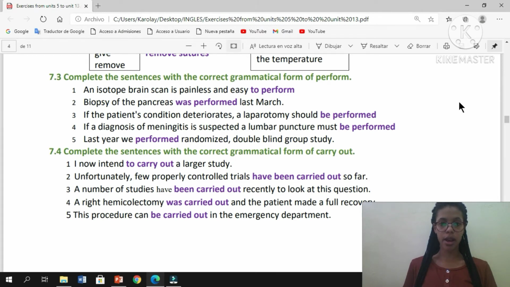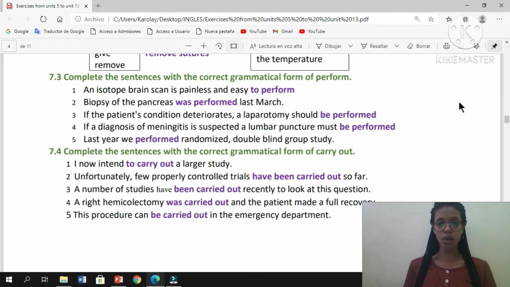Complete the sentence with the correct grammatical form of perform. A biopsy is painless and simple to perform. A biopsy of the pancreas was performed last month. If the patient's condition deteriorates, a laparotomy should be performed. If a diagnosis of meningitis is suspected, a lumbar puncture must be performed. Last year, we performed a large number of operations.